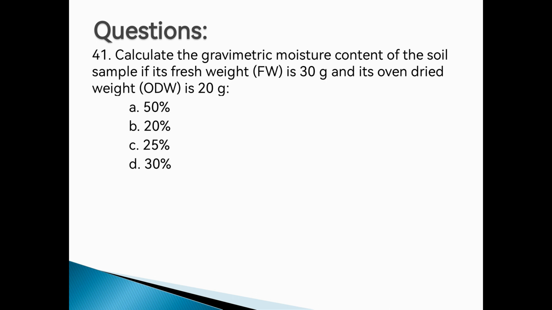Gravimetric method. Number 41. Calculate the gravimetric moisture content of the soil sample if its fresh weight is 30 gram and oven-dried weight is 20 gram. A. 50%, B. 20%, C. 25%, D. 30%. The correct answer is A.